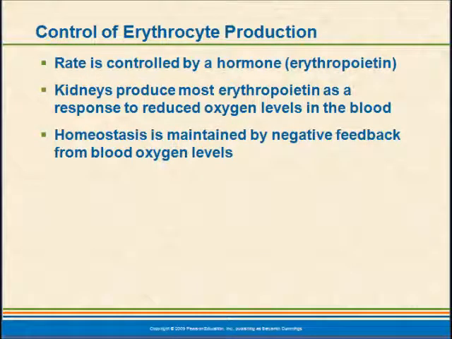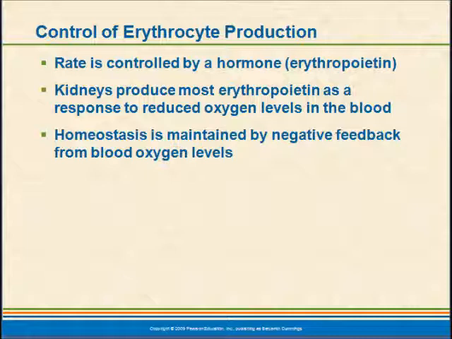Control of this is by hormones. There is a hormone that is released by the kidney called erythropoietin. Now, the kidney receives 25% of your blood flow, so it is a great place to evaluate the quality of the blood. And if there is an insufficient oxygen content in the blood, the kidneys will produce this erythropoietin, which will increase the amount of red blood cell production. So this is a homeostatic mechanism.